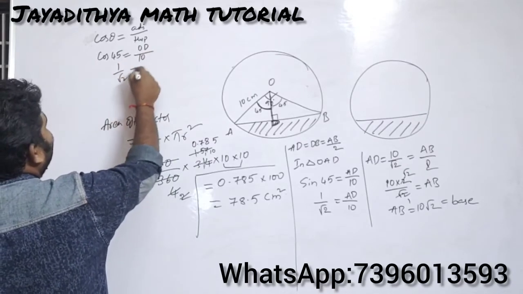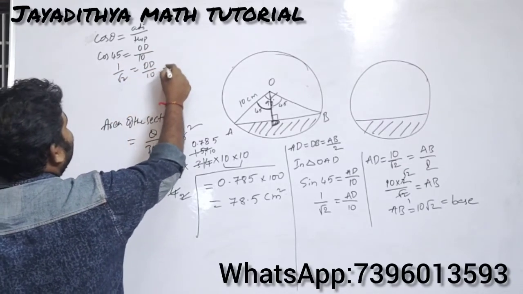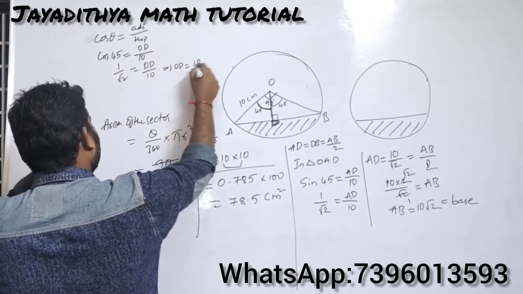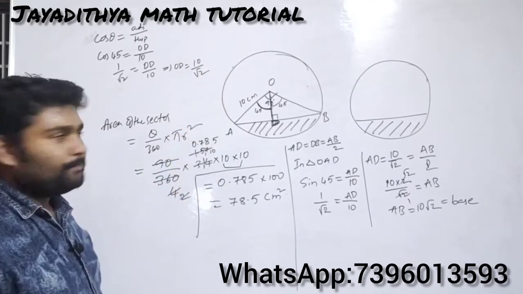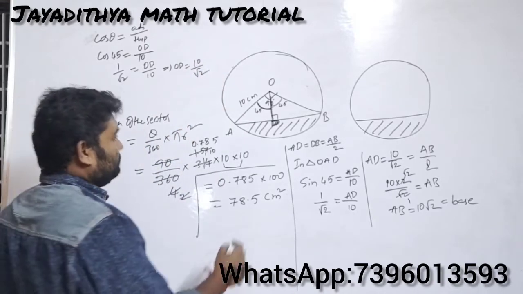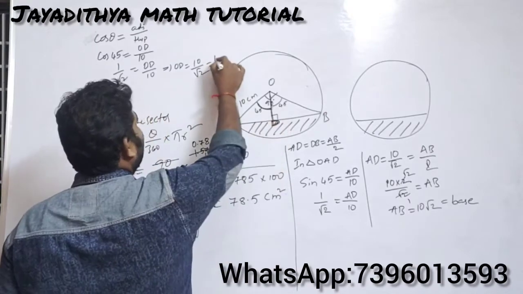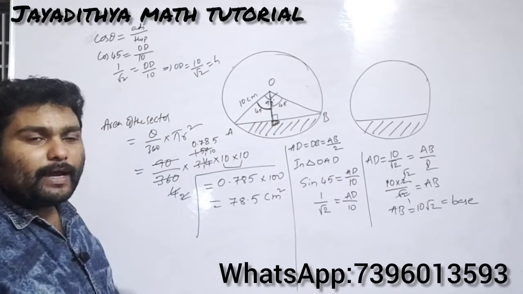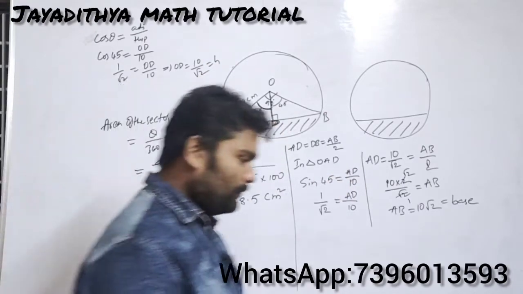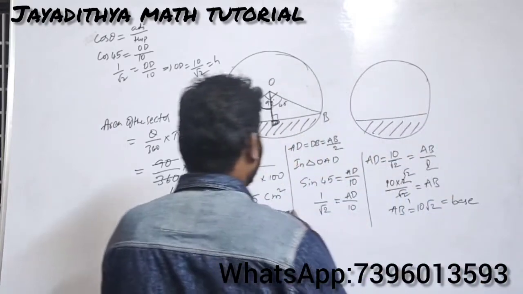So this is again 1 by root 2 is equals to OD by 10. This implies OD is equals to how much now? 10 by root 2. Okay. Now you got the height and you got the base. Can't you find area of the triangle? Yes, we can find area of the triangle.